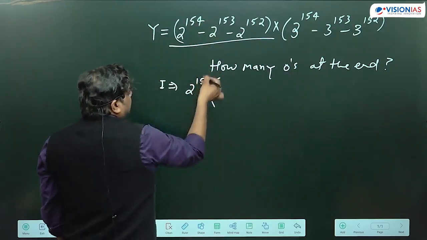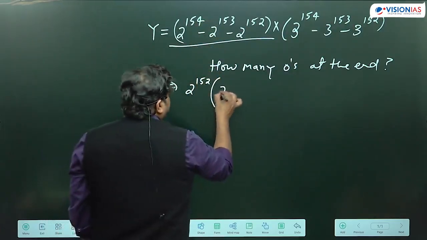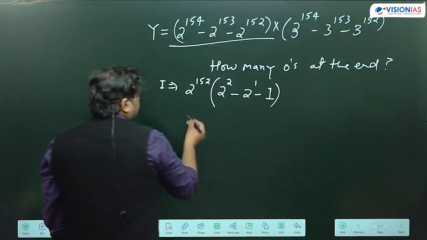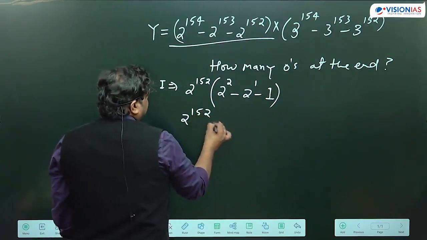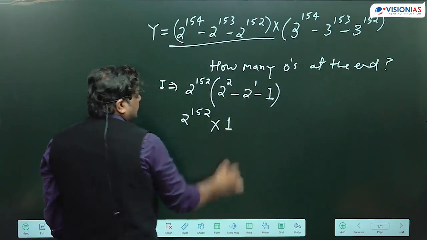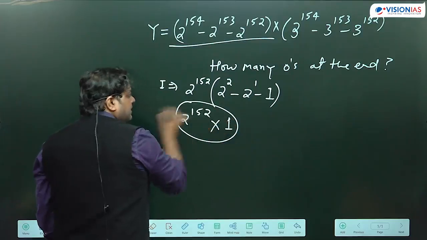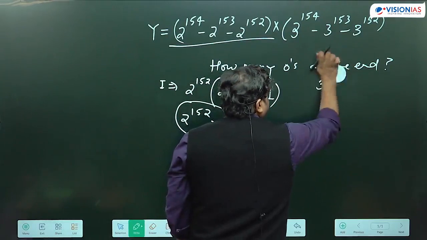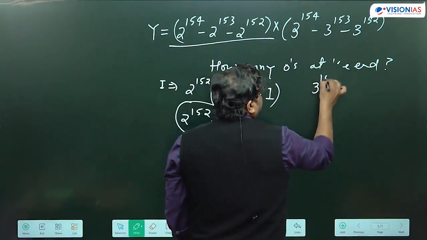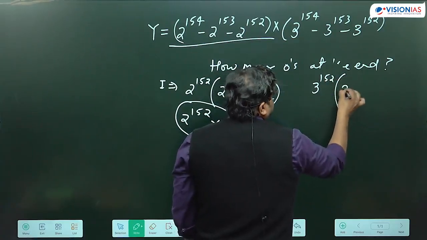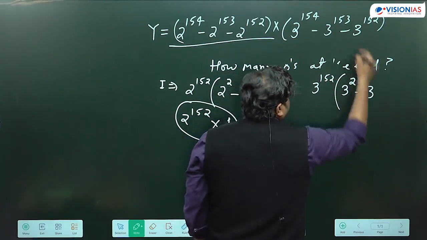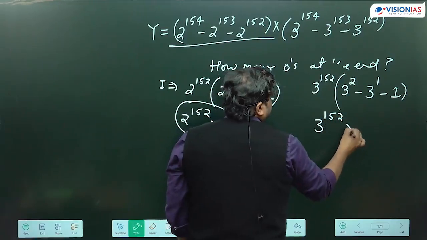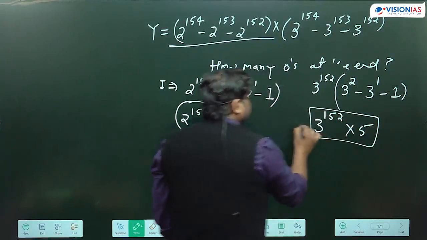So 154 minus 152, what are we getting? 2 power 2 minus 2 power 1 minus 1. So this is 2 power 152 into 4 minus 3, that is 1. This is the first term's value. Then the second term, 3 power 154. We can take 3 power 152 common. Here 3 power 2 minus 3 power 1 minus 1. What are we getting? 3 power 152 into 5. This is the second term.